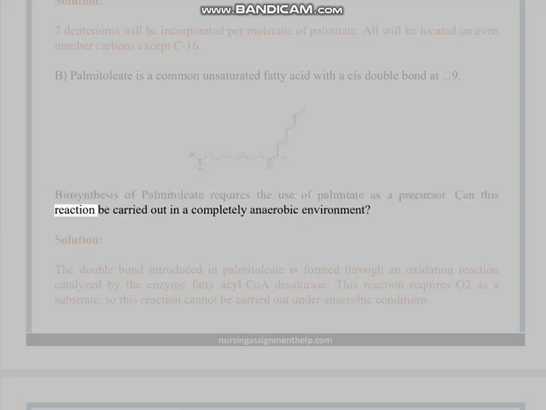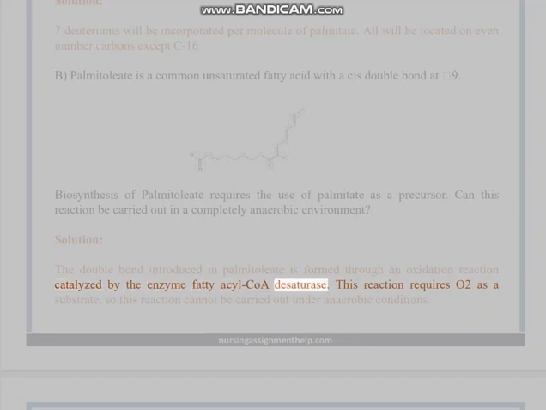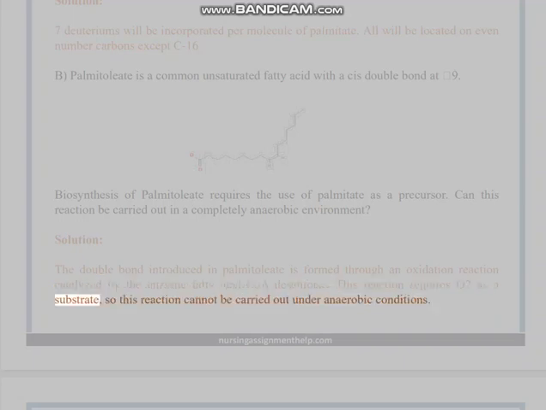Can this reaction be carried out in a completely anaerobic environment? Solution: the double bond introduced in palmitoleate is formed through an oxidation reaction catalyzed by the enzyme fatty acyl-CoA desaturase. This reaction requires O2 as a substrate, so this reaction cannot be carried out under anaerobic conditions.